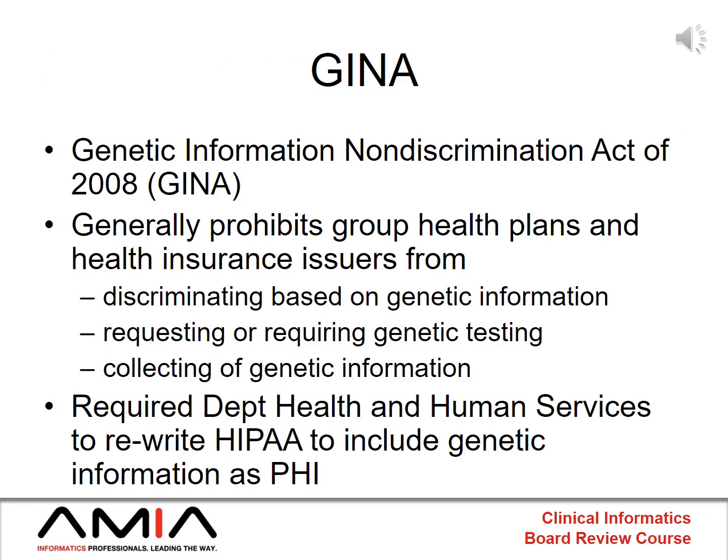The Genetic Information Non-Discrimination Act of 2008, otherwise known as GINA, is most often associated with its prohibitions that prevent insurance and group health plans from accessing, collecting, or requesting genetic information on patients. However, what many people don't realize is that it also required the Department of Health and Human Services to rewrite sections of HIPAA that would specify that genetic information was protected health information.